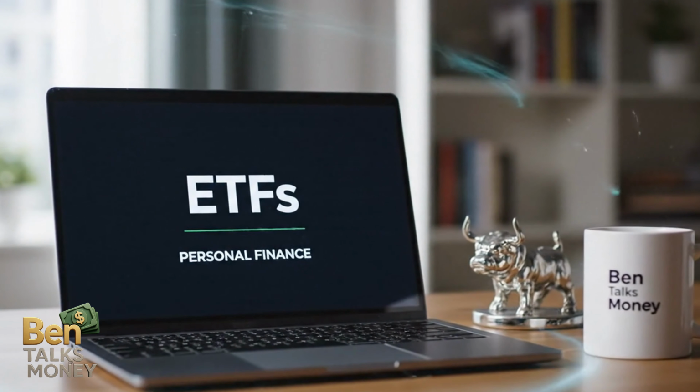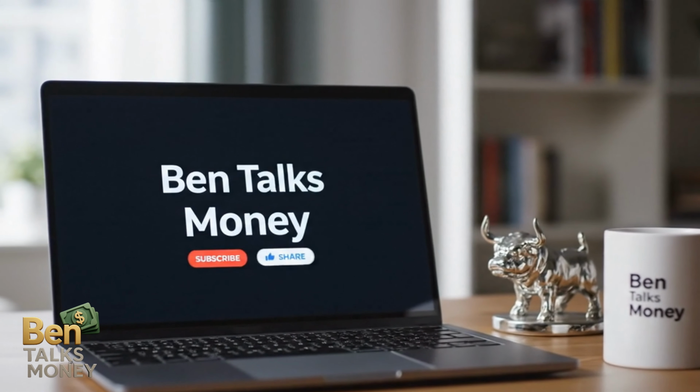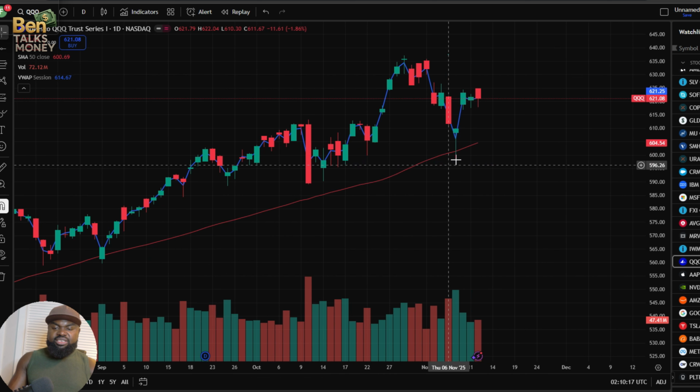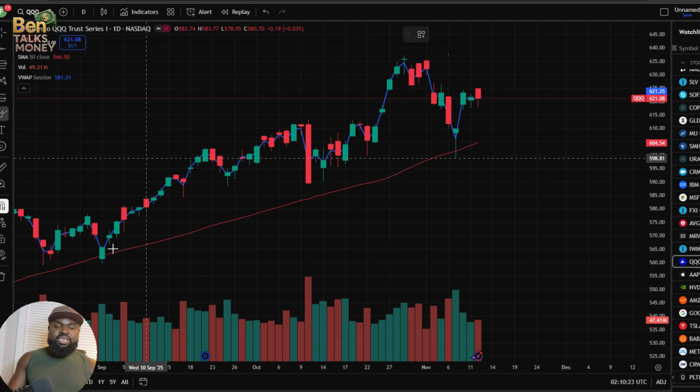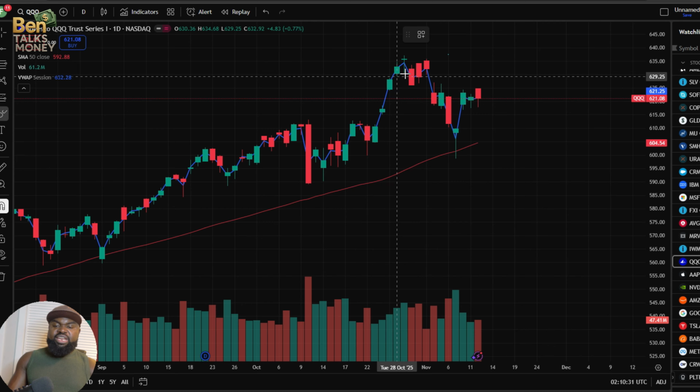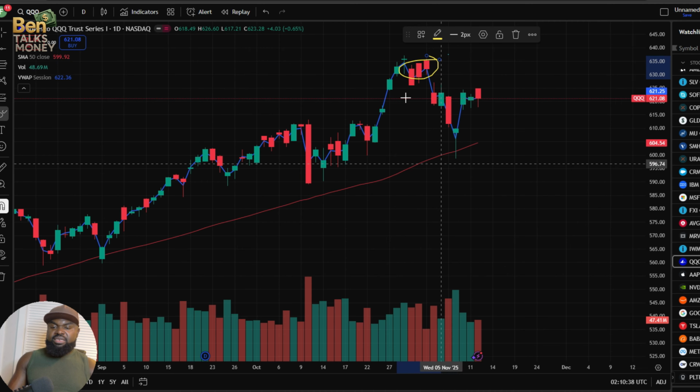So the first one that we take a look at is the QQQ, the Nasdaq ETF. On Friday, I entered into a trade right here. This is what I was talking about on the slide. This ETF has been going up because the whole market is going up. The Nasdaq, the tech stocks, they'll be all going up. So it has been going up, but it has been pulling back since it touched the all-time high.